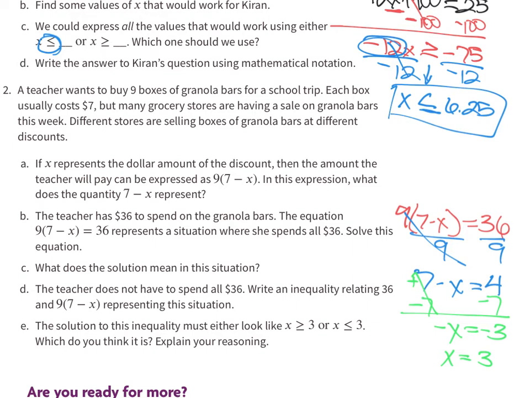So x represents, let's see, what does the solution mean in this situation? So we solved it, x equals 3. What does that mean? It means the coupon can be up to $3 off. A teacher does not have to spend all $36, right? Write an inequality relating that in this situation. So the only thing we're going to change here is we erase this, okay, and we change it. They have $36, so they can spend 36 or less than 36. Okay? And there you have it.